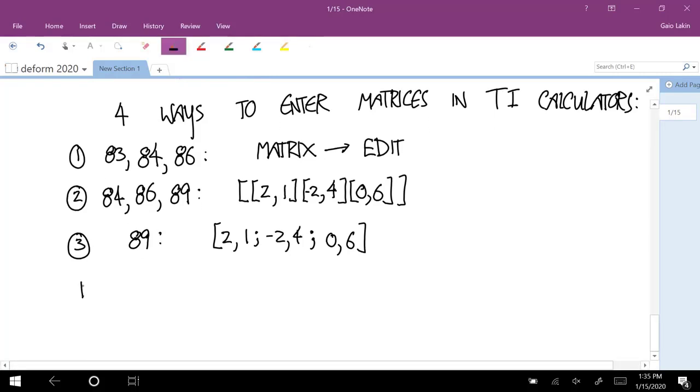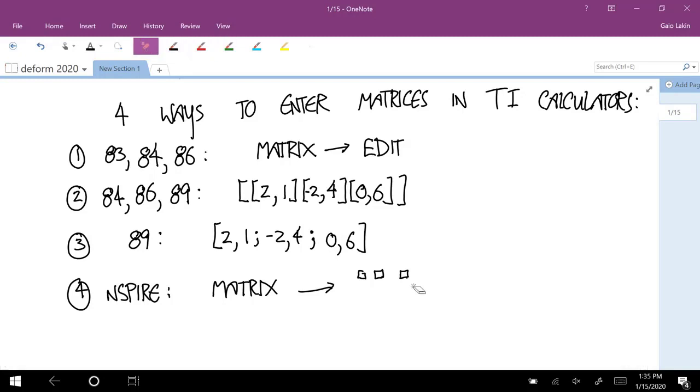And then the last one is for the Inspire. This one, there's a matrix button, and you just scroll around and fill out the different values.